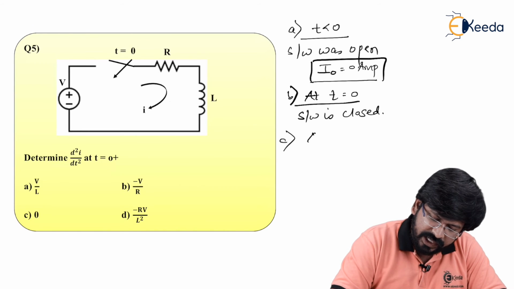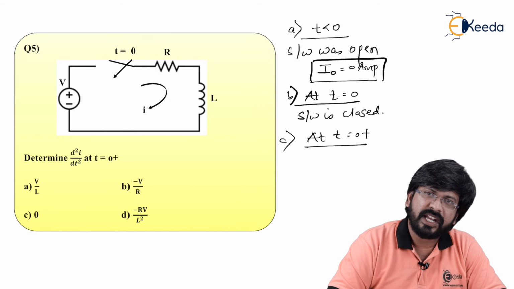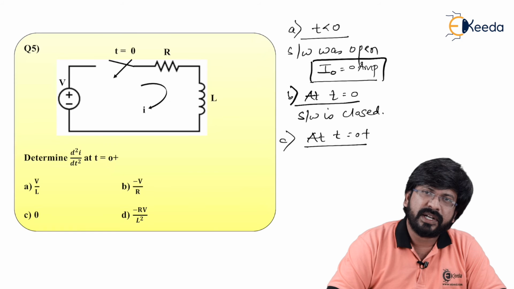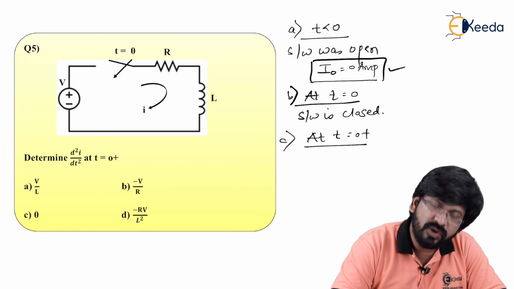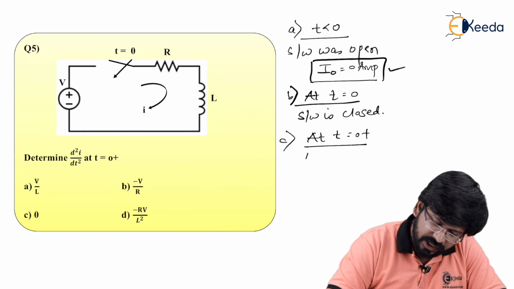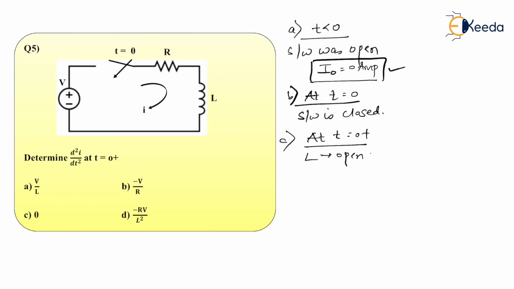Part C. At t equal to 0 plus. So let's see what is happening at t equal to 0 plus. At t equal to 0 plus, the inductor will try to maintain the same current as previous. And to maintain the same current, it will act as an open circuit because the previous current was 0 ampere, and 0 ampere means open circuit. So the inductor acts as an open circuit. There is absolutely no need to draw an equivalent circuit. If the inductor is an open circuit, I can directly write I of 0 plus is equal to 0 ampere. Is that right?